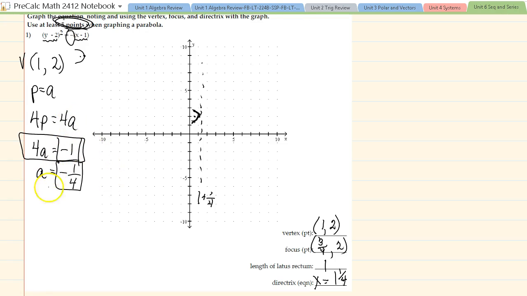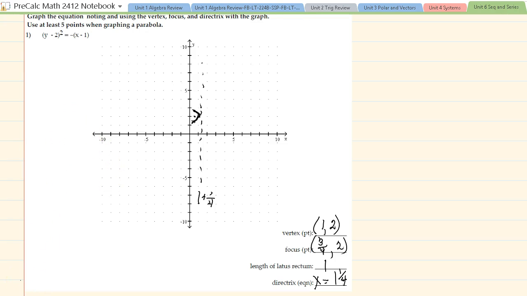So one way to do that is to either plug in values for x and solve for y, or plug in values for y and solve for x. So what I'm going to do is plug in a value for y. I get to pick any number greater than 3 or less than 1. I'm going to let y is equal to 0 and see what happens.